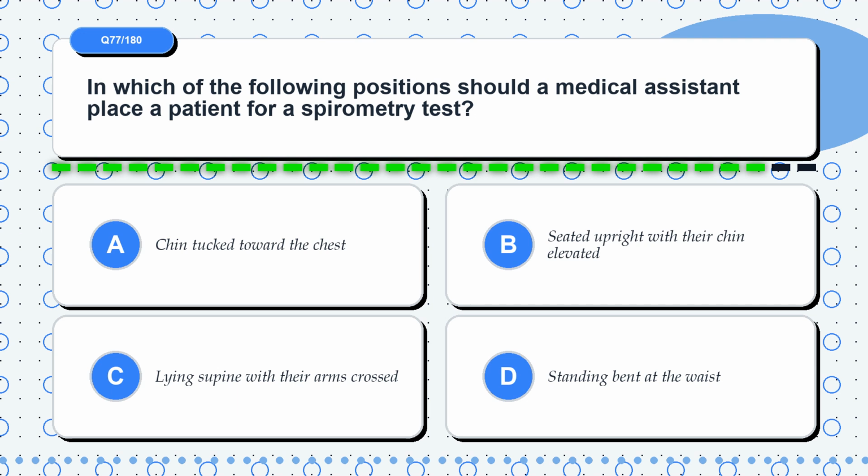Question 77. In which of the following positions should a medical assistant place a patient for a spirometry test? Here are the options. Option A, chin tucked toward the chest. Option B, seated upright with their chin elevated. Option C, lying supine with their arms crossed. Option D, standing bent at the waist.